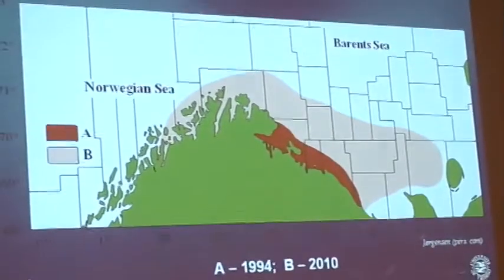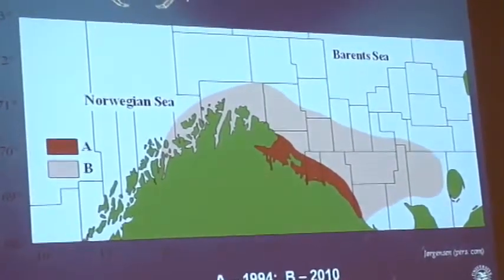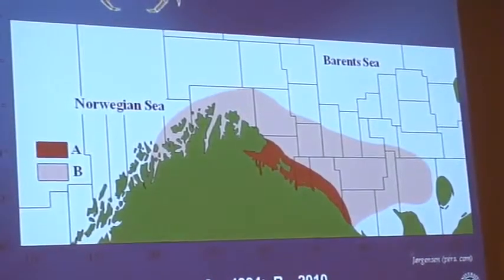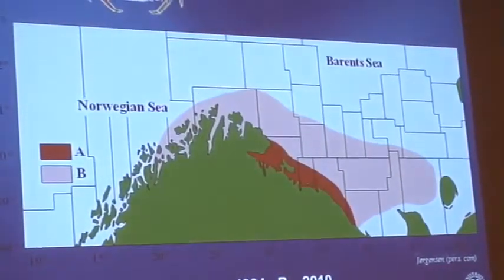King crab and snow crabs are good examples of that. And here I'm showing you the example of king crab, which is well known to many of you, where we can see the distribution of king crab as it was in the mid-90s in dark red, and the distribution of king crab as it is today in pink, and you can see that the extent has increased by a factor of more than 3.